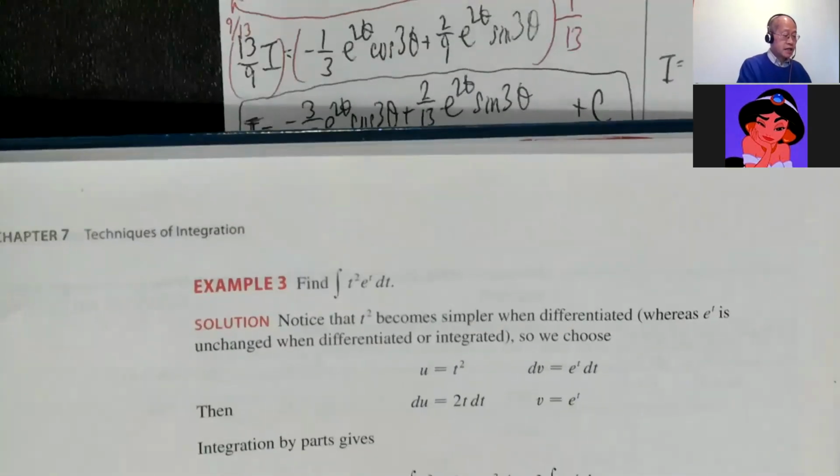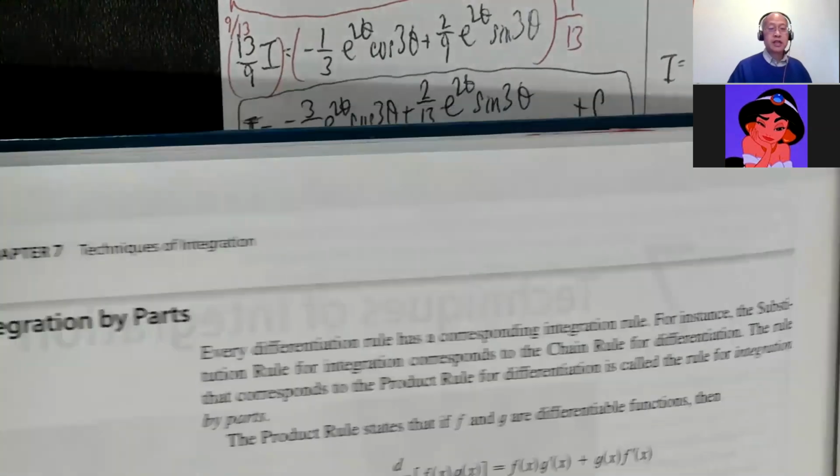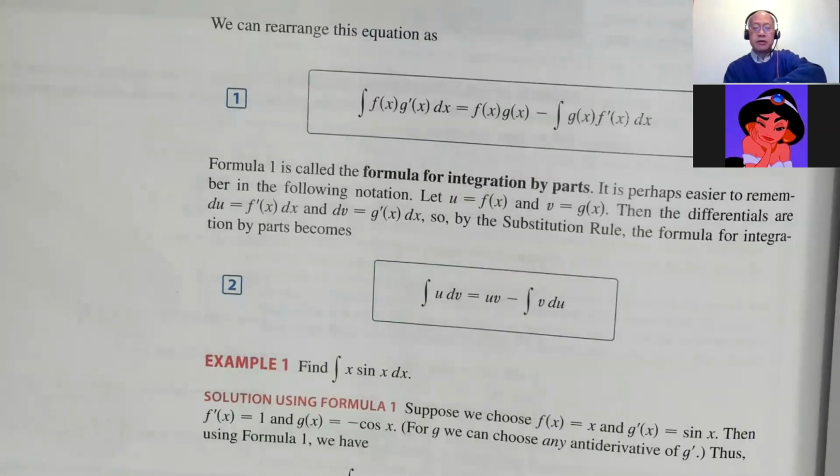Again, I highly suggest on your next cheat sheet for the next test, on page 472, put this thing down.